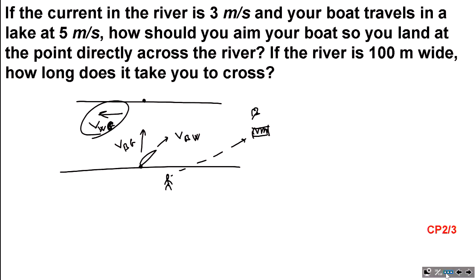Now, the law of relative velocity says the velocity of the boat relative to the ground should be equal to the velocity of the boat relative to water plus the velocity of water relative to the ground. So now that gives me 5 plus 3, 8.